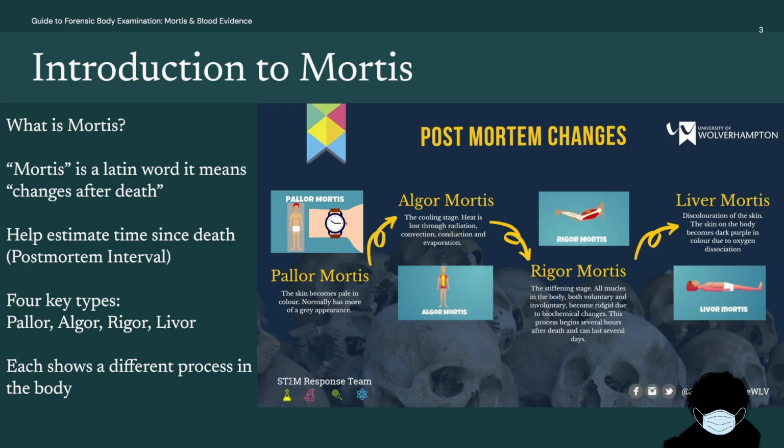Algor mortis is the cooling stage, and rigor mortis is when the muscles start to stiffen, and then livor mortis is when the skin becomes more dark purple in color due to oxygen dissociation. This is common in dead bodies.